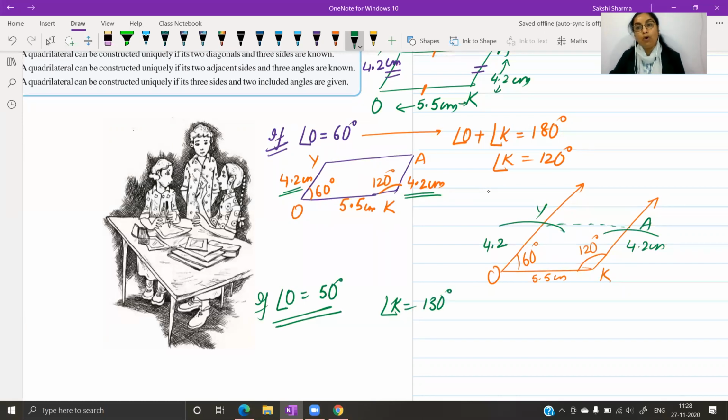तो आपके पास एक और पैरेललोग्राम बन जाएगा विद द सेम साइड्स. साइड्स की लेंथ वही रहेगी, बट उसके एंगल्स चेंज हो गए. So what do you think? Is the parallelogram given in the question unique, or there are multiple parallelograms with these sides possible?